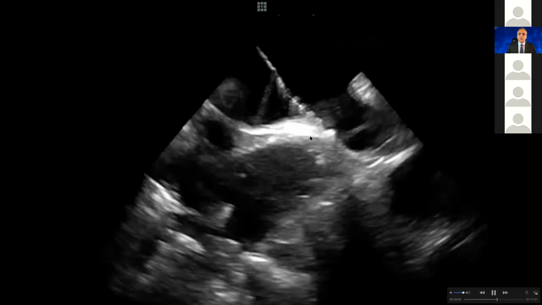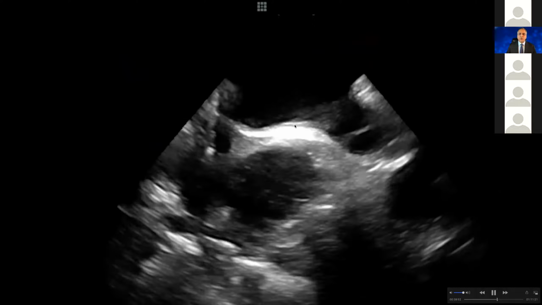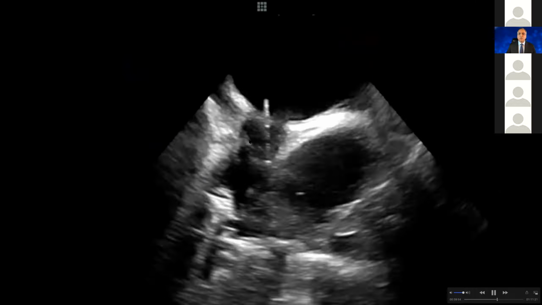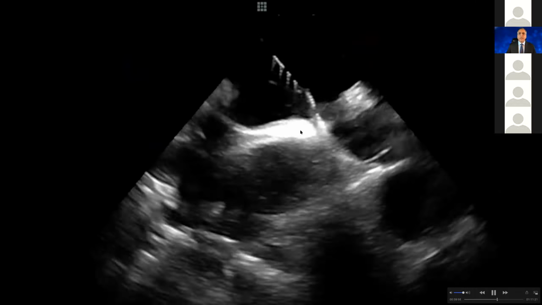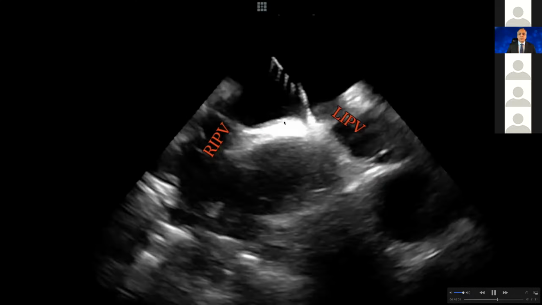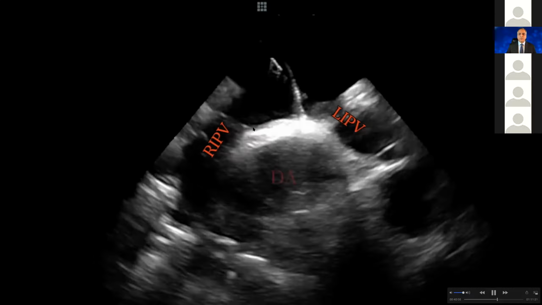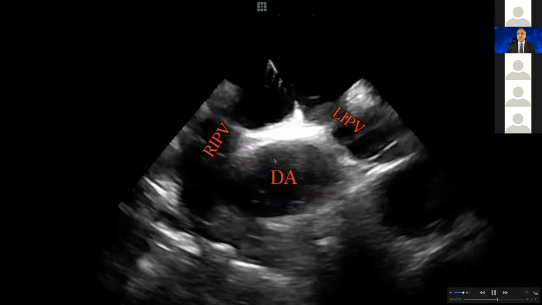So I just need to, you can see here, it goes from the left inferior pulmonary vein, as I showed you on the mapping, just went to the right inferior pulmonary vein. And the area in between is going to be, of course, the floor line. And you can see the descending aorta here as well.